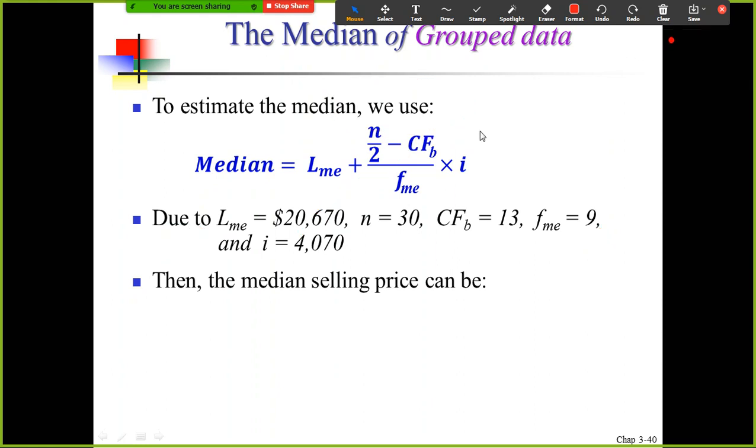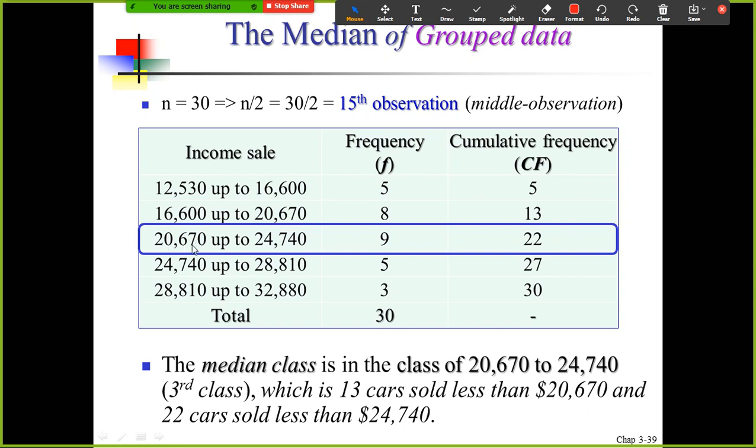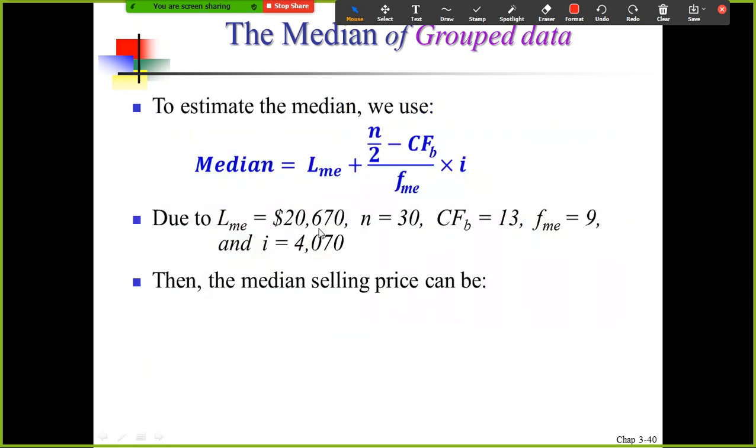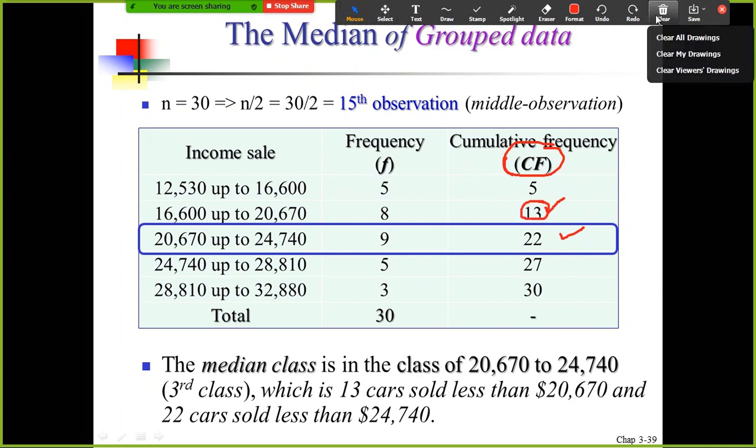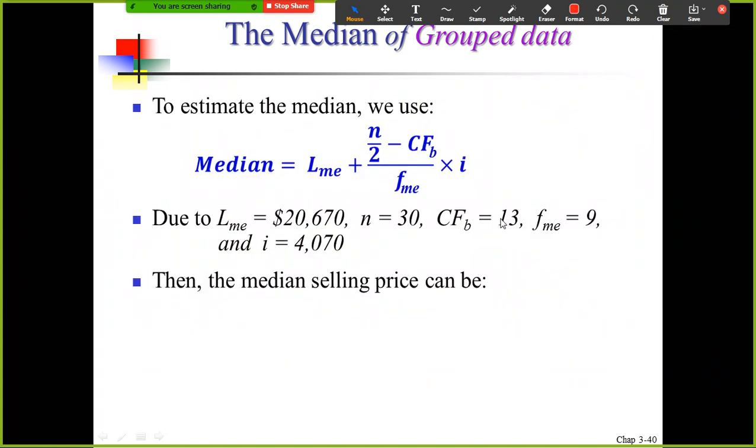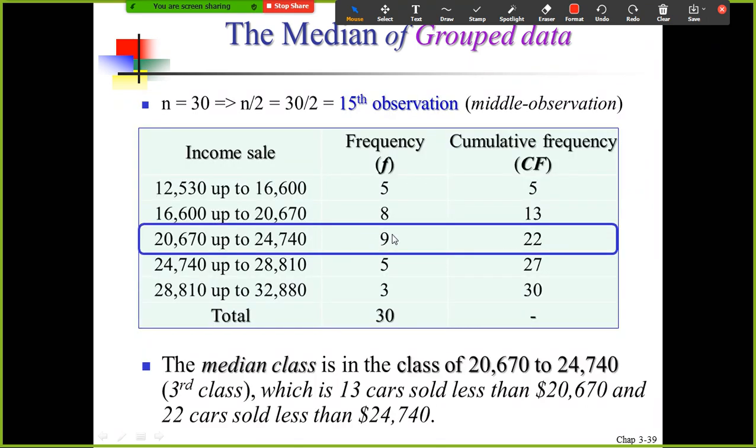So when we know the median class, we can find LME. What is LME? This one is LME. You know n is 30. So what is CF before? Look at CF before the median class. Which one is the median class? This is the median class. How about CF? This is CF. CF before is this one. That's why we got 13. How about FME? FME is the frequency of the median class. The frequency of the median class is 9.